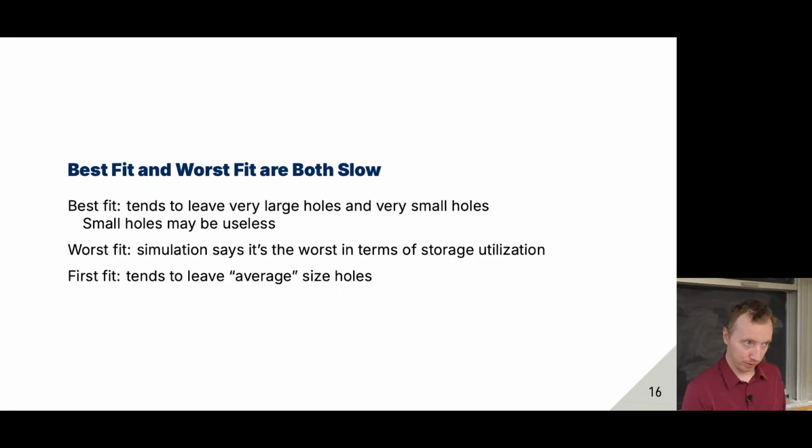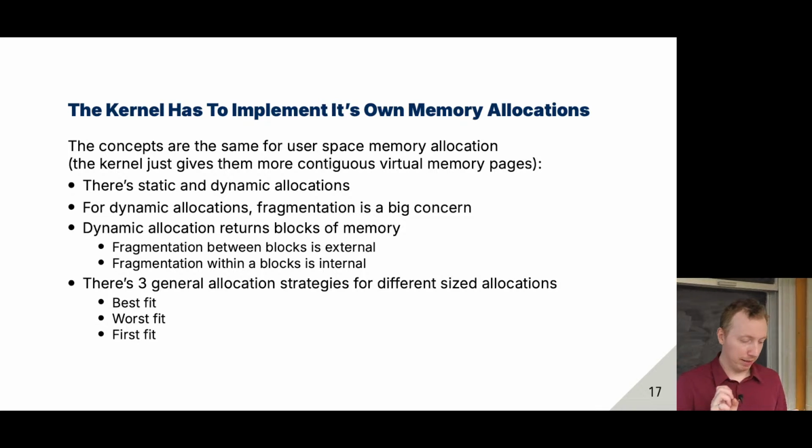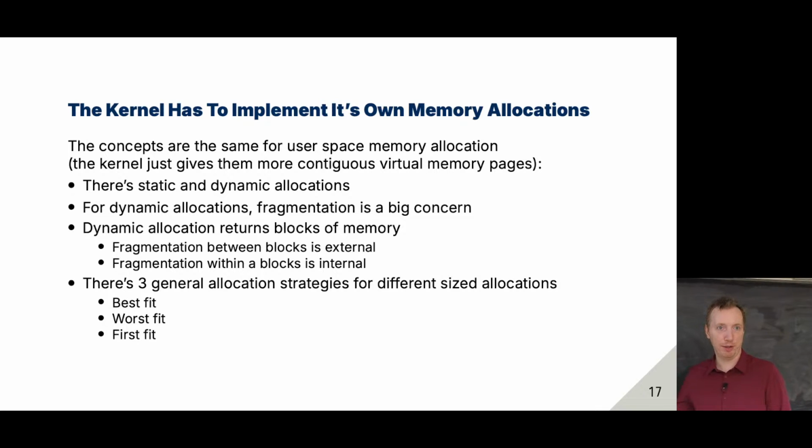Otherwise, I will be around to ask things. So here, let's wrap up. The kernel has to implement its own memory allocation. We haven't gone into that because the kernel wouldn't have malloc, since the kernel exists before malloc exists. So the concepts are the same for the kernel as for user space memory allocation. The kernel just doesn't really care about virtual memory. Well, it can, but that can be contiguous.